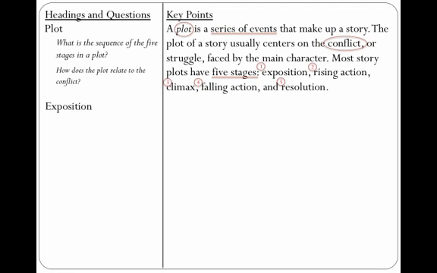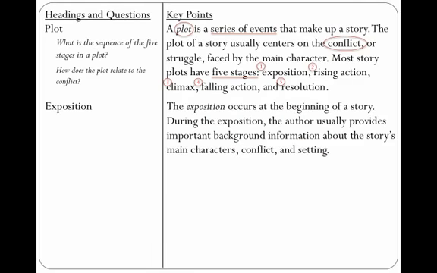The second header is exposition. The exposition occurs at the beginning of a story. During the exposition, the author usually provides important background information about the story's main characters, conflict, and setting. Now, it's very important that you guys remember each of those 3 things that are developed during this stage of the plot. So remember again, the 3 things that are developed during the exposition are the characters, the conflict, and the setting.